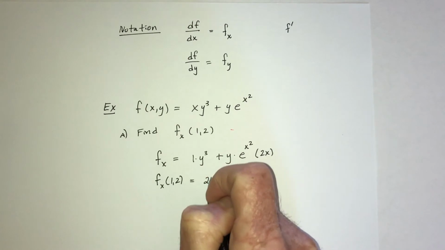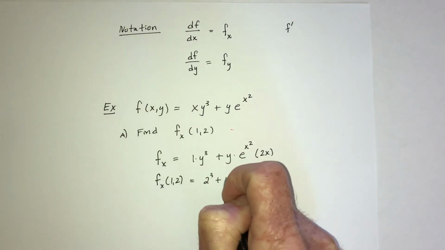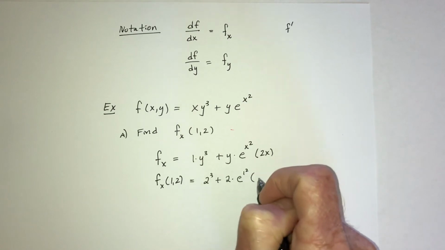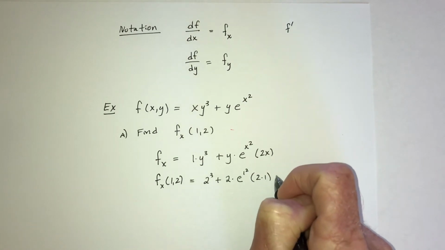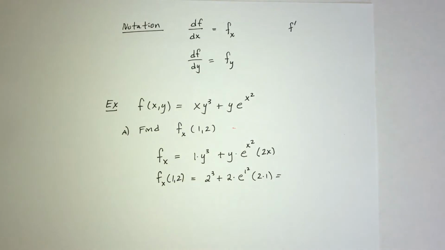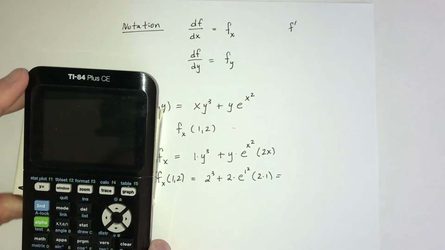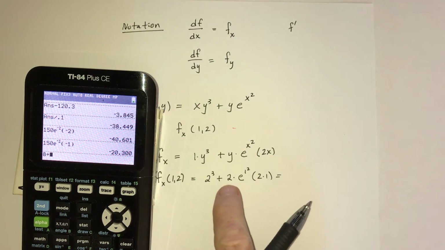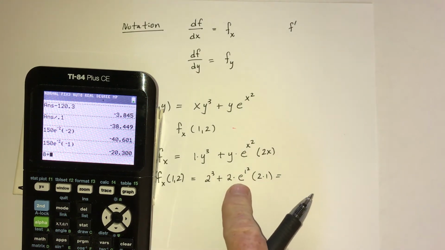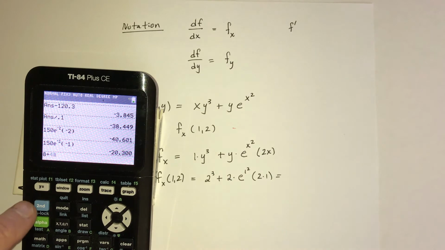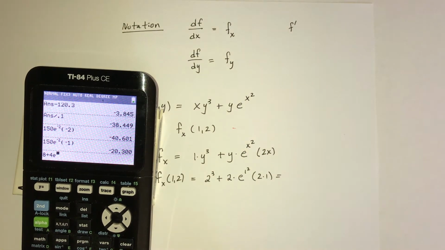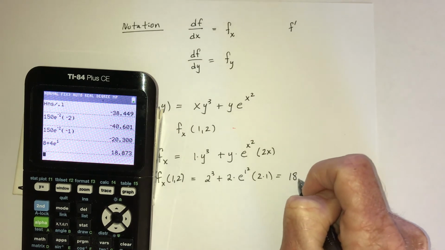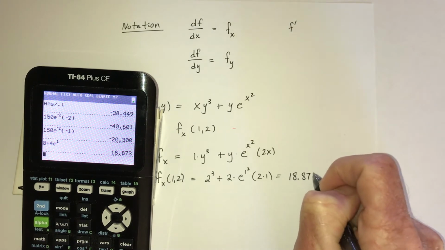So this will be 2 cubed plus 2, and then e to the 1 squared, and then 2 times 1. So that's going to be 8 plus 4 times e. So this is 18.873.